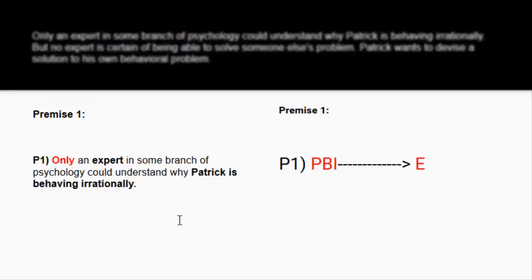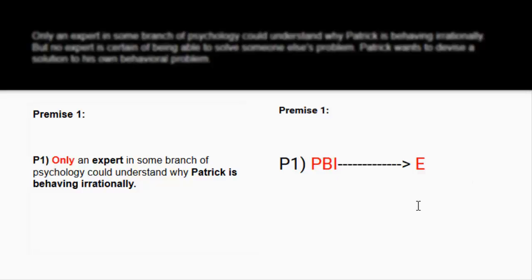Okay, so premise one, only an expert in some branch of psychology could understand why Patrick is behaving irrationally. All right, so only basically is a synonym for the word then. Okay, it's also a synonym for the word required. It's also a synonym for the word must. So every time you see that, you know you're dealing with a necessary condition, right? And the necessary condition, when we diagram, goes on the right hand side. So that's why we put expert on the right hand side. And then Patrick behaving irrationally, we can abbreviate that to say PBI, Patrick behaving irrationally.